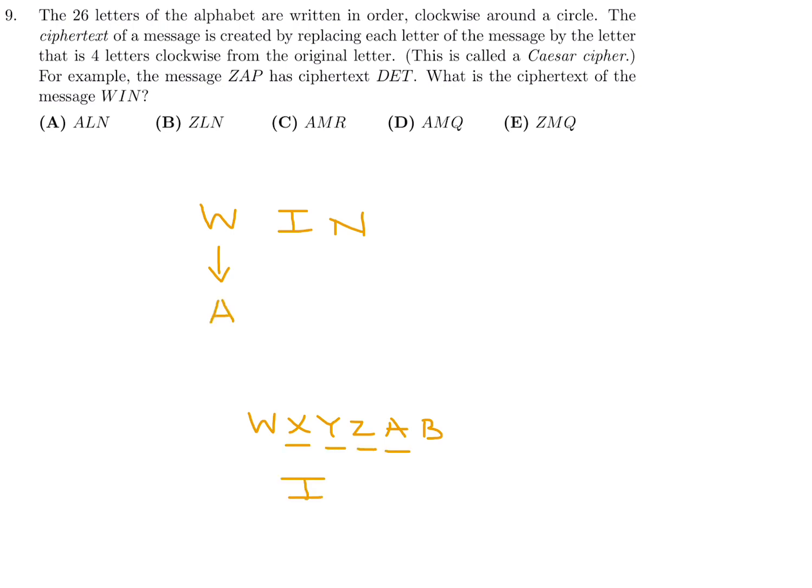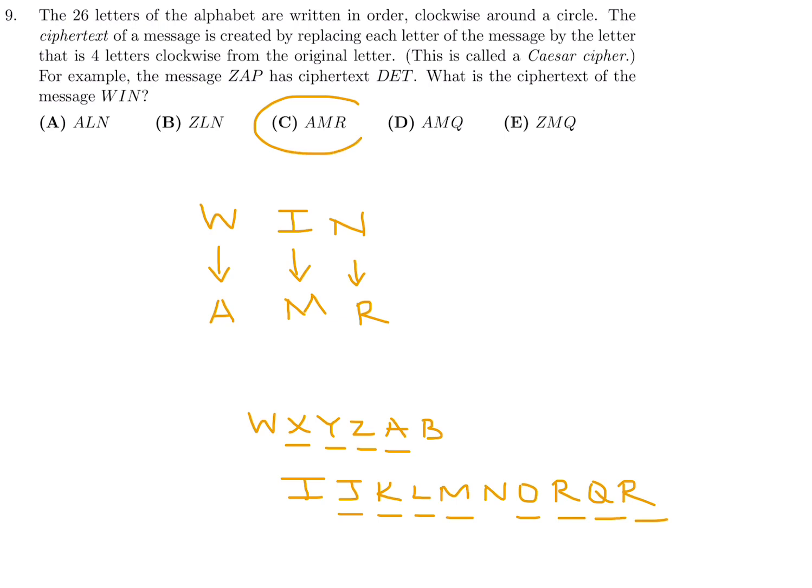Now the I: H, I, J, K, L, M, N, O, P, Q, R, and so on, right? So 4 letters down from I would be 1, 2, 3, 4, M. So the I goes to an M. And then finally the N, 4 letters down from N, 1, 2, 3, 4 is an R. So there we go. WIN goes to AMR, which is C for number 9.